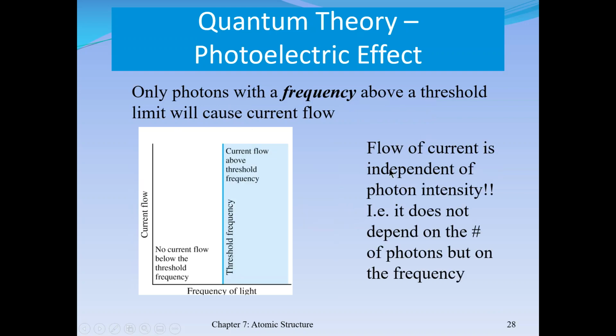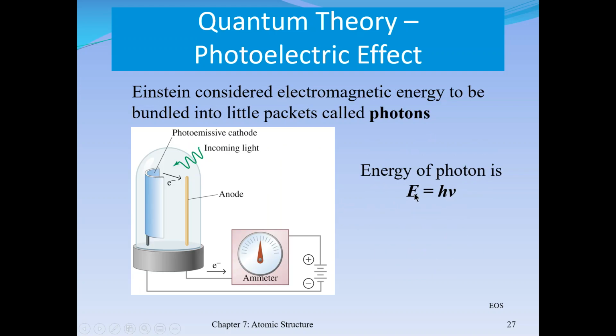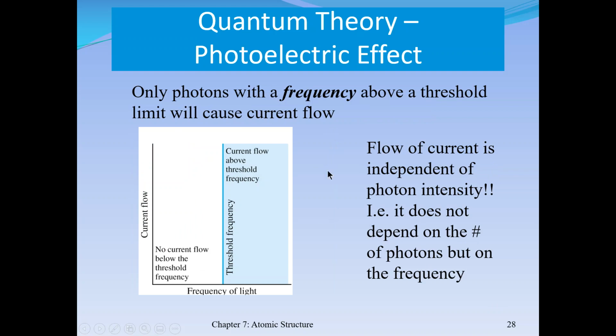Now, as I said before, the energy of the photon here, well, back up. Let me talk about photons. Photons is a concept that was first put forward by Einstein. He considered electromagnetic radiation to exist not only as a waveform, as we were discussing earlier, but also as small particles known as photons. And this setup actually supports that concept, because what was discovered was that only photons with a frequency above the threshold limit will cause a current flow.